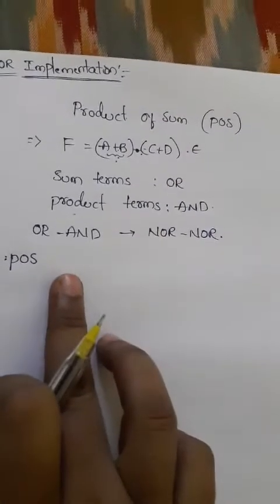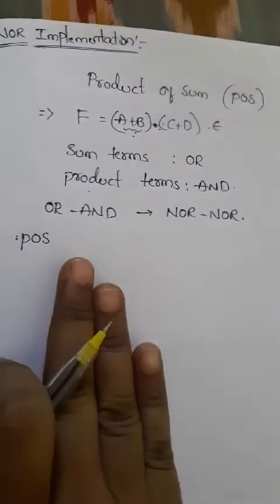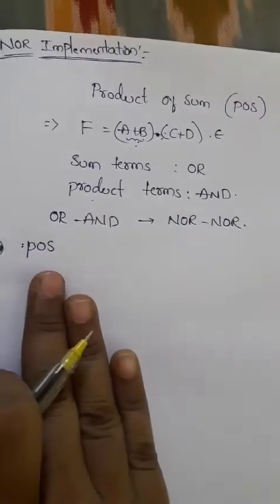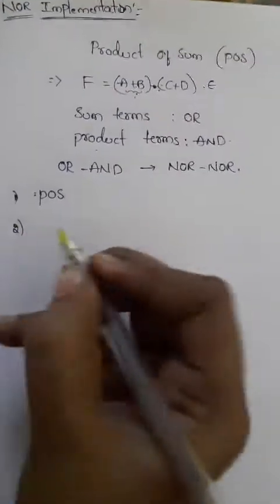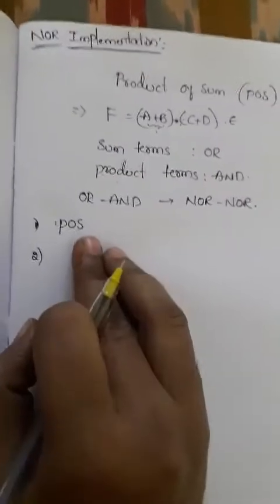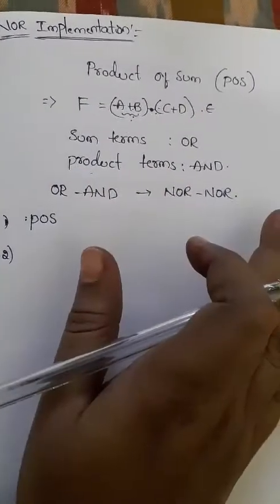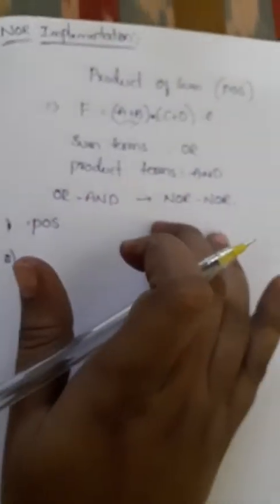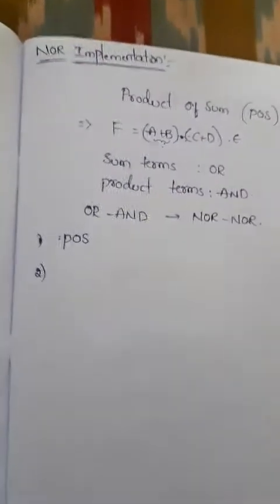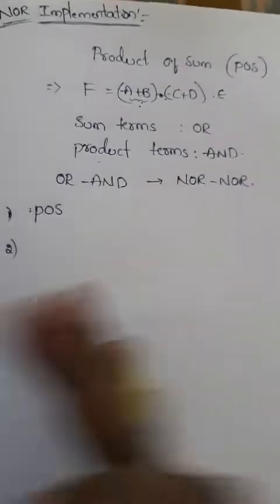Next, the simplified expression must be in the form of product of sums, and the terms for the first level NOR gates are the sum terms. So the first thing we have to check is whether the expression is in POS or not. If it is in POS form, then we need to convert to NOR gates. That is the first point.